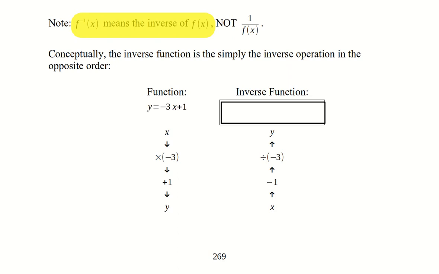Now, the inverse function is the inverse operation in the opposite order. And of course, we're swapping x's and y's. So our output y, what we get after multiplying by -3 and adding 1, is now our x. And then we're going to work backwards through the order of operations, undoing as we go. So where we had been adding 1, we're now going to be subtracting 1. Where we had been multiplying by -3, we'll now be dividing by -3.